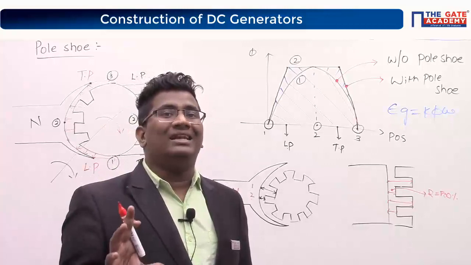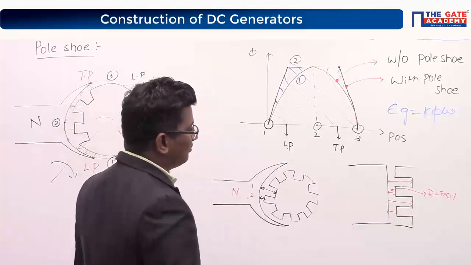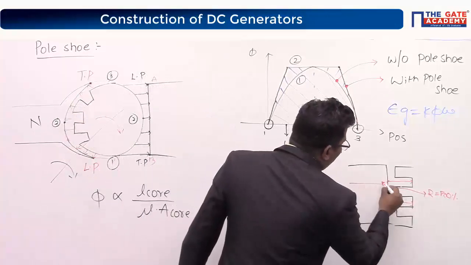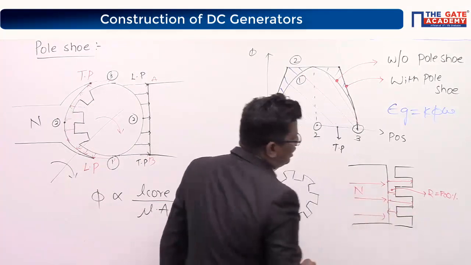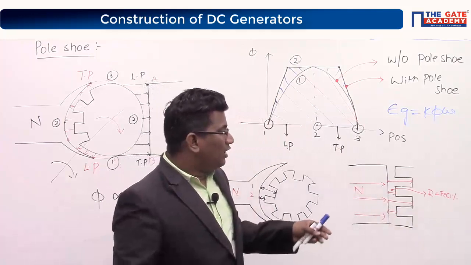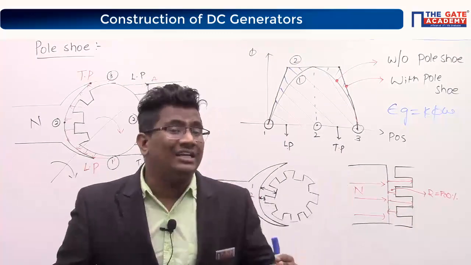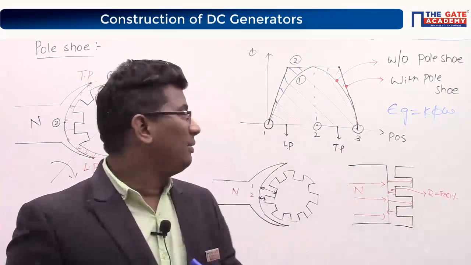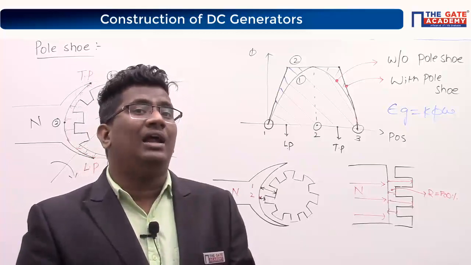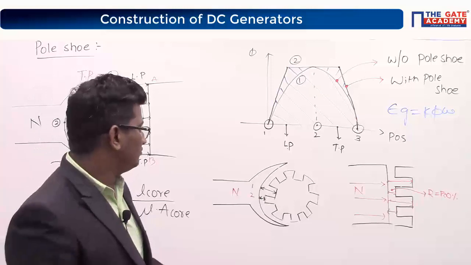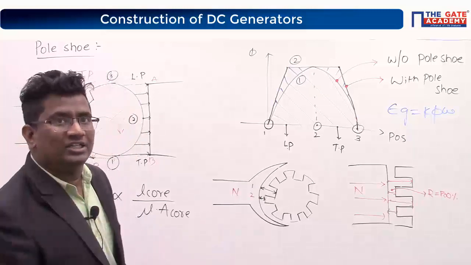More area means reluctance is more. Yes, it means your flux is about to come from the north pole. Flux will always choose low reluctance path or high reluctance path? Low reluctance path. Okay?